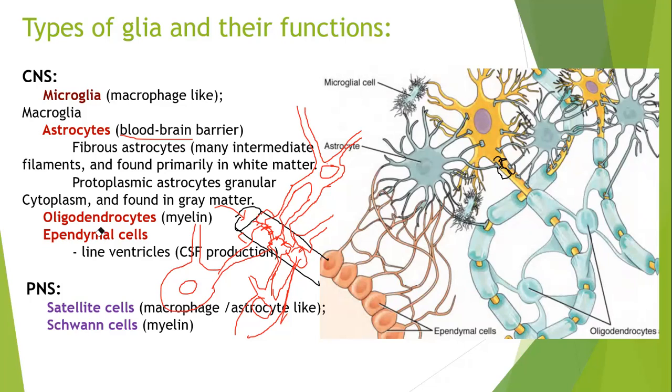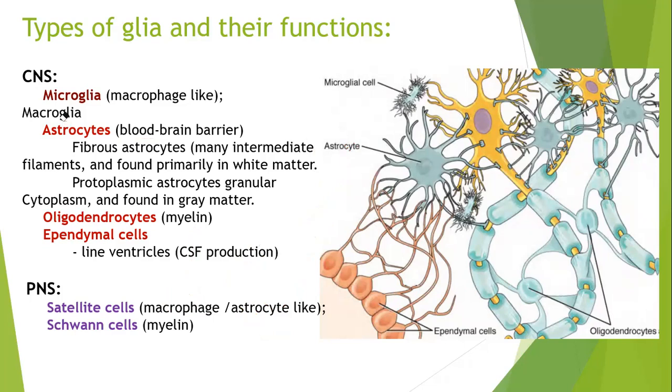So now, if you're all okay with the blood-brain barrier, it takes us to the last type of glial cells. Remember, all these are glial or supporting cells. So the last one we'll discuss is the ependymal cells. And these ependymal cells line the ventricles of the brain.